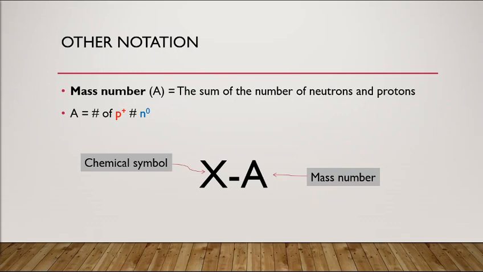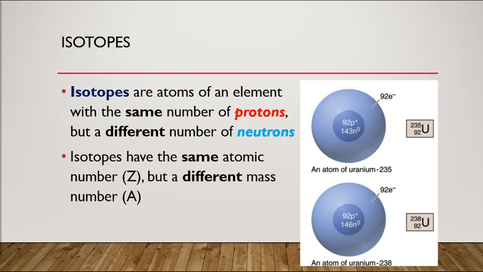All this becomes important when we start talking about isotopes. Isotopes are atoms that have the same identity, the same number of protons, the same chemical symbol, but a different number of neutrons. Because they have a different number of neutrons, they're going to have a different mass number. So here you're looking at the same atomic symbol, same atomic number, but a completely different mass number going from isotope 1 to isotope 2.